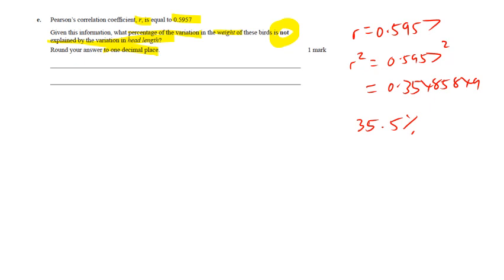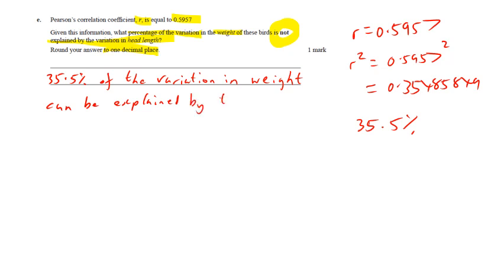So that's 35.5%. But the full sentence for that, if you remember from doing this in the book, you would say: 35.5% of the variation in, now you choose the y in this, so this is weight, can be explained by the variation in, what is your x variable? It is the height, yes?